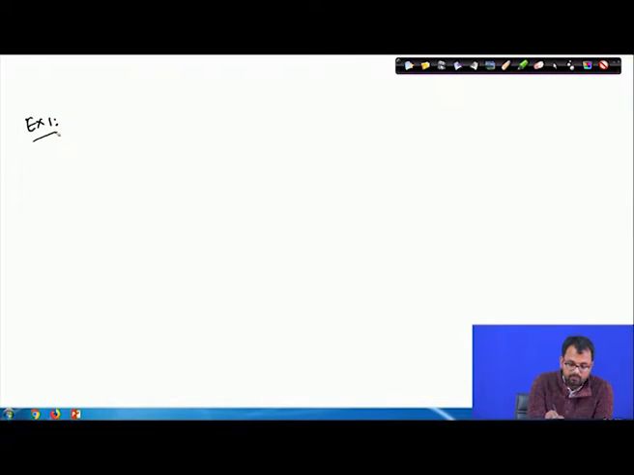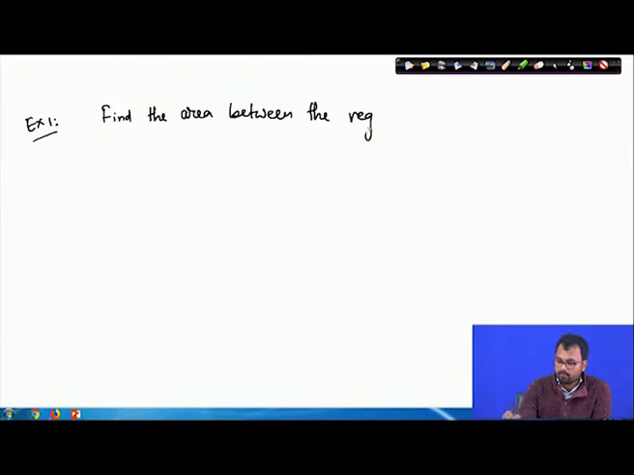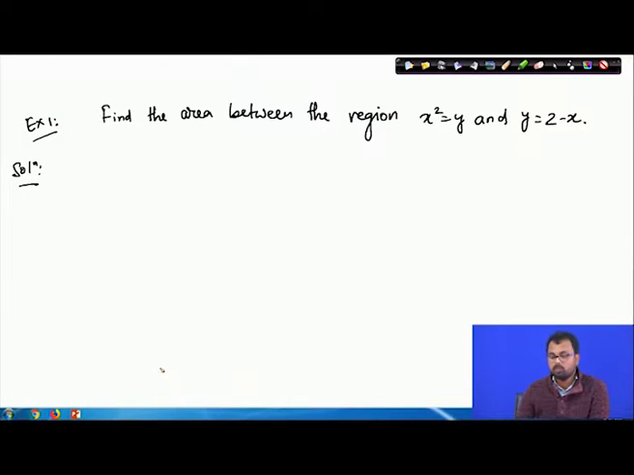It says: find the area between the region x square equals y and y equals 2 minus x. So we have to calculate the area between these two curves. So as I always say, it is always advisable to draw the area first.